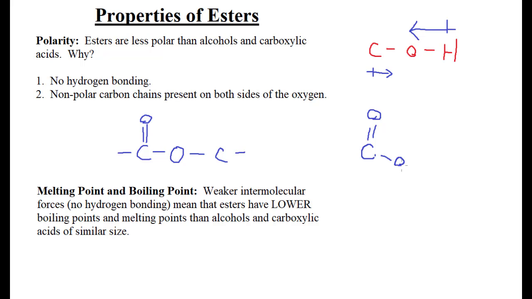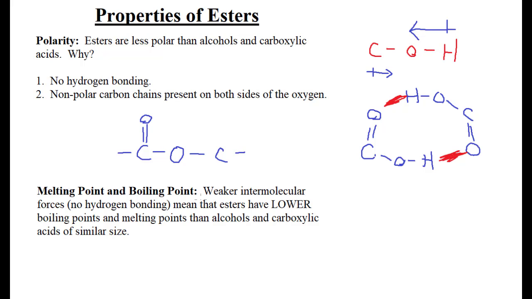When we compare an ester to a carboxylic acid, carboxylic acids have both the C double bond O and an OH. So it has hydrogen bonding, but not only that, if you have 2 carboxylic acid molecules together, they will dimerize because they form 2 very strong hydrogen bonding interactions, I'll draw it out here, between the hydrogen and the oxygen of the carbonyl here, and between this hydrogen and the oxygen of the carbonyl here. And those strong hydrogen bonding interactions greatly increase the intermolecular forces of carboxylic acids.